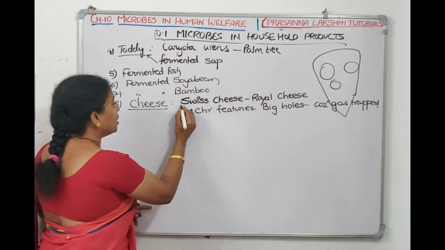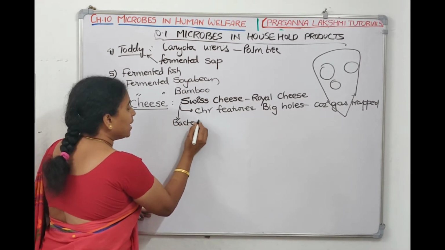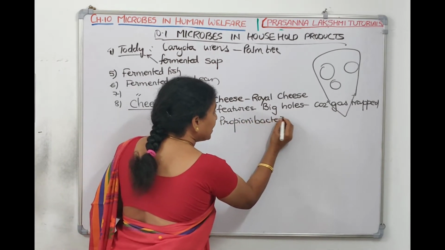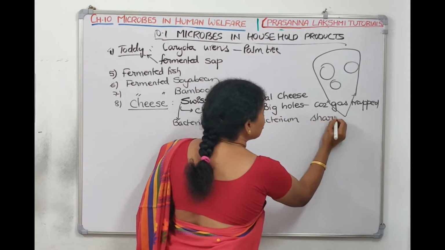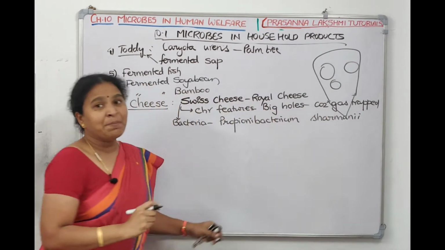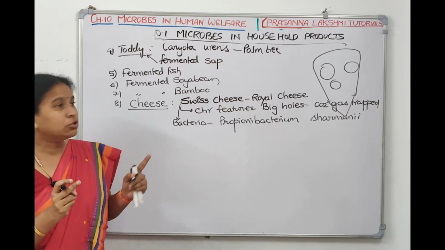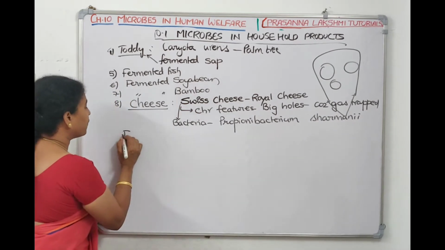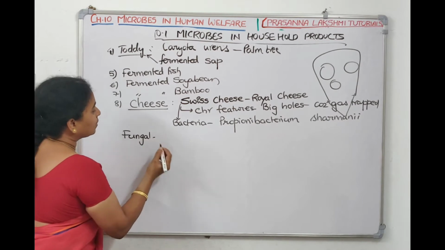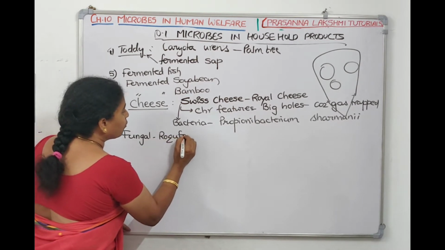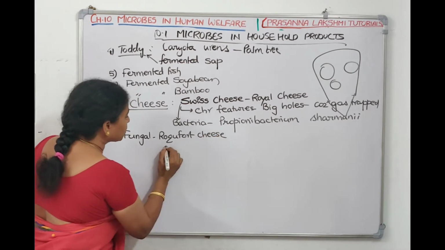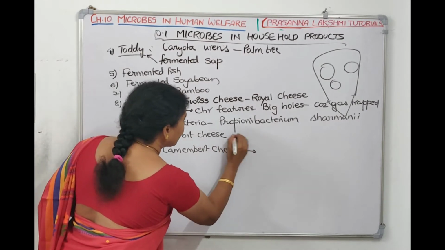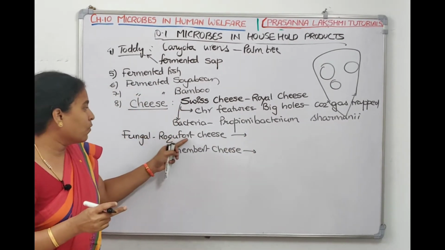So in the production of Swiss cheese, which bacteria is used? The name of the bacteria is Propionibacterium. The species name is shermanii. Propionibacterium shermanii is a bacteria which is used in the production of Swiss cheese or royal cheese. There are fungal cheeses also. When it comes to the fungal cheese, we'll take down the names. One is called Roquefort cheese. The other one is called Camembert cheese.